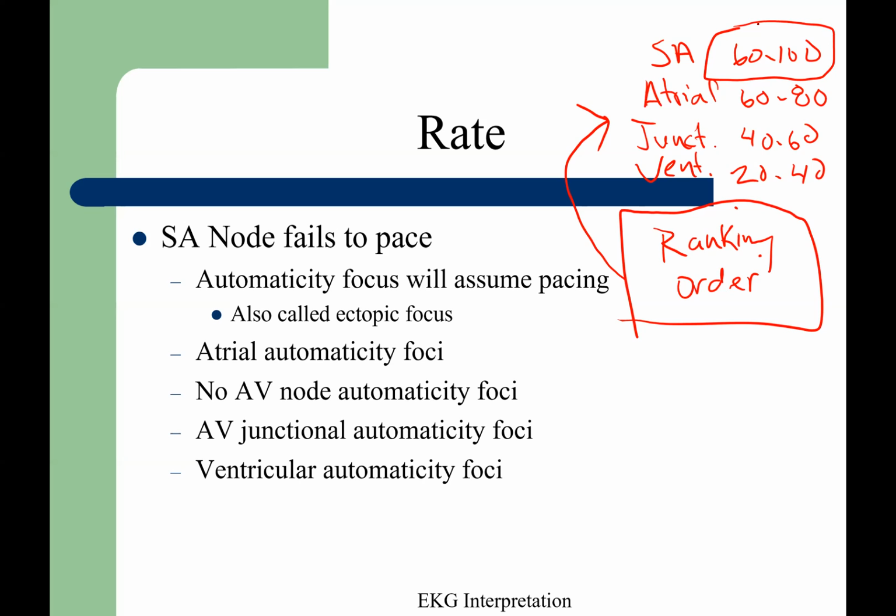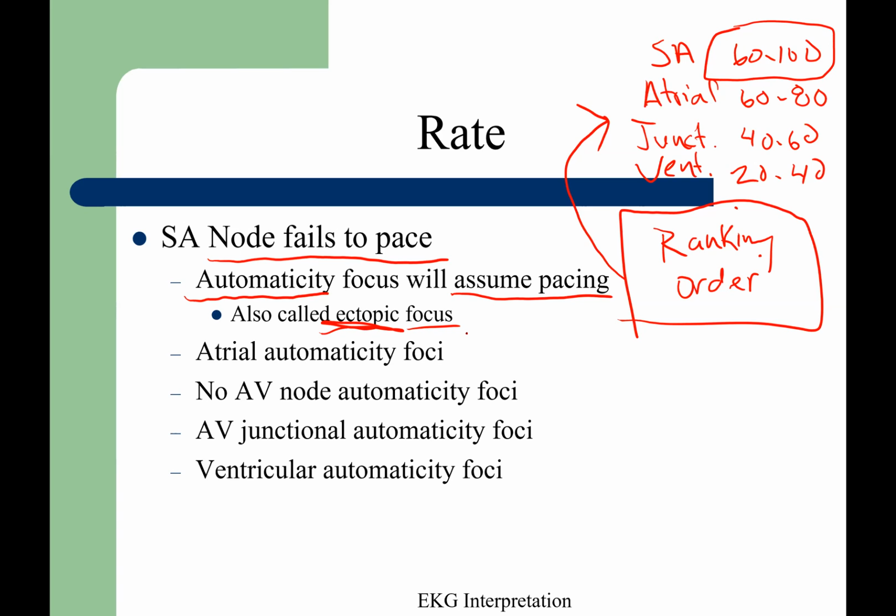So, what happens if the sinus node fails to fire? Well, we have to remember that term automaticity. Automaticity refers to the ability of any cell in the heart to create a rhythm. Any cell other than the sinus node can fire and create the rhythm. It will assume pacing as the dominant pacemaker. If this occurs, we'll call this an ectopic or abnormal focus.